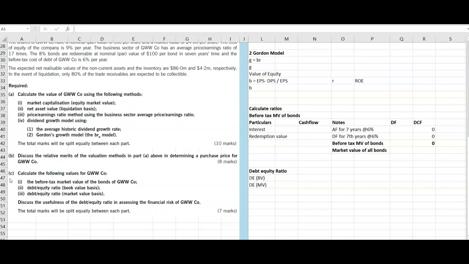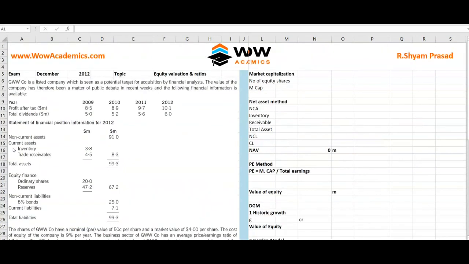And for C, we have to calculate the following values for GCO: the before tax market value of the bonds, debt equity ratio using book value method, debt equity ratio using market value method, and there's also a theory question here. So that's about the marks allocated for this lengthy question. So this question will summarize all the small ratios that we have calculated for equity valuation. So we'll start from the question. So we'll read the question entirely and then we will start to work out the ratios.